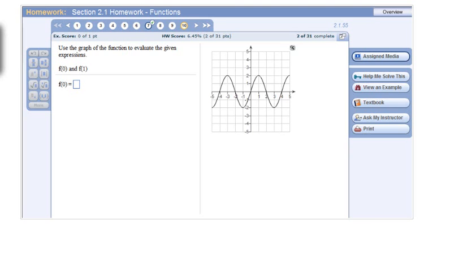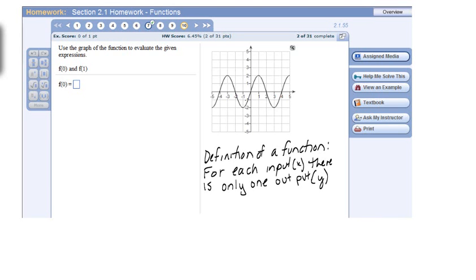We're going to answer the question, use the graph of the function to evaluate the given expressions. First of all, I want to go over the word function. So I wrote the definition on the left. The definition of a function is that for each input, there is only one output.